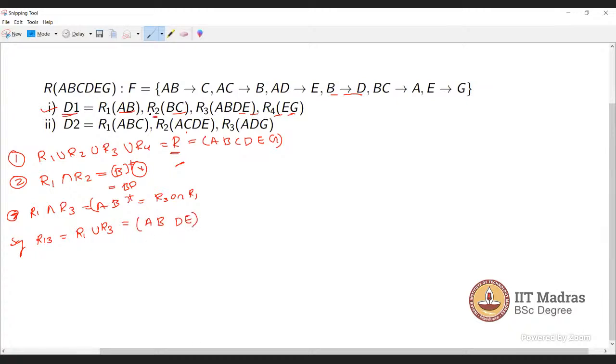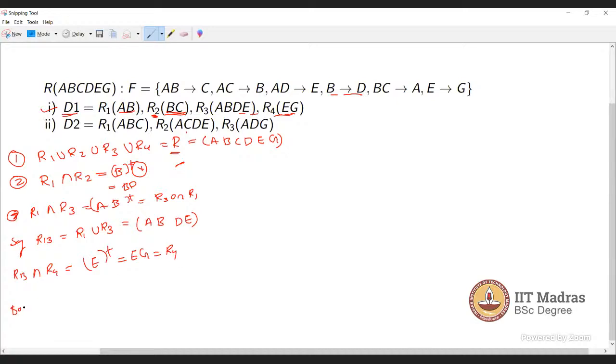Is there any common attribute between R2 and R4? No. There is no common attribute. E, sir. R2 and R4? No, sir, I thought R13 and R4. Yes, R13 and R4. Okay, you can check that also. Let us check R13 intersection R4. E, right? From E, I can get G, right? So from E, I can get EG. So that is my R4.